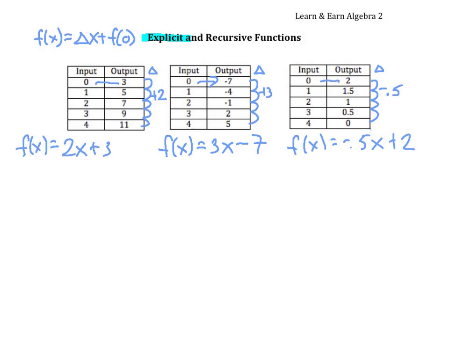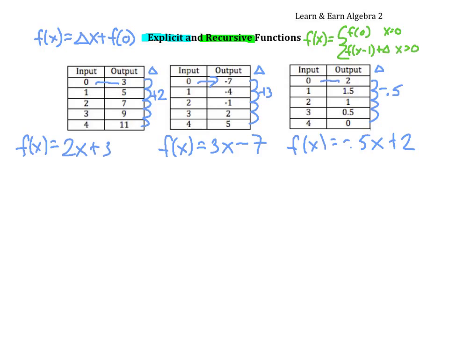Now, the next thing we're going to talk about is recursive functions. The general form of a recursive function is f of x equals f of 0 if x equals 0, and then f of x minus 1 plus delta if x is greater than 0.